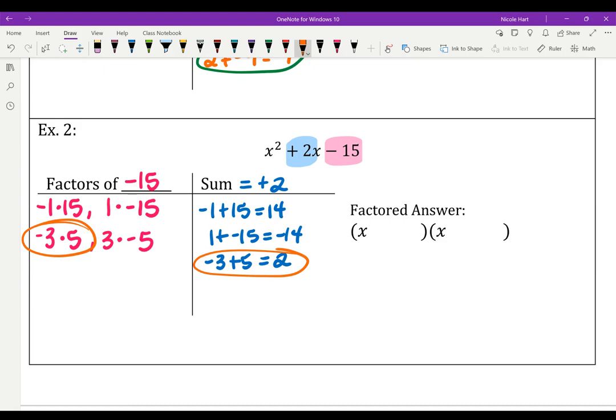I look at that sum of positive 2, and I think to myself, before I make them negative, they're 2 numbers apart from each other. So 3 and 5 are 2 numbers apart from each other. I have to make one positive and one negative. So x minus 3 and x plus 5. X minus 3 and x plus 5.